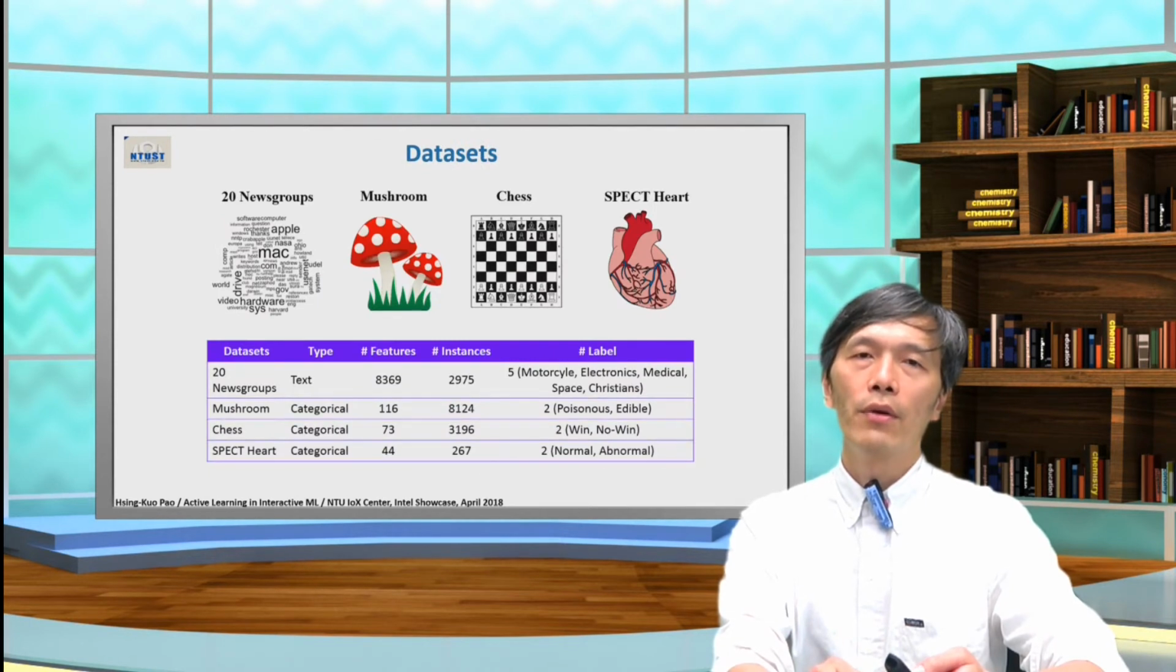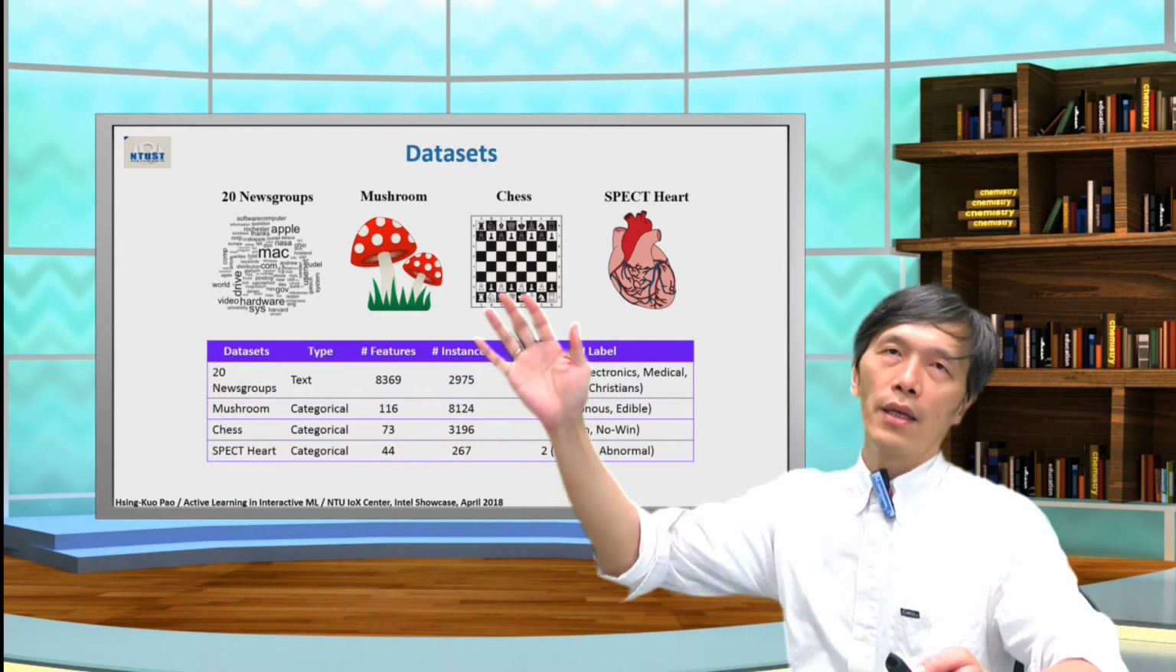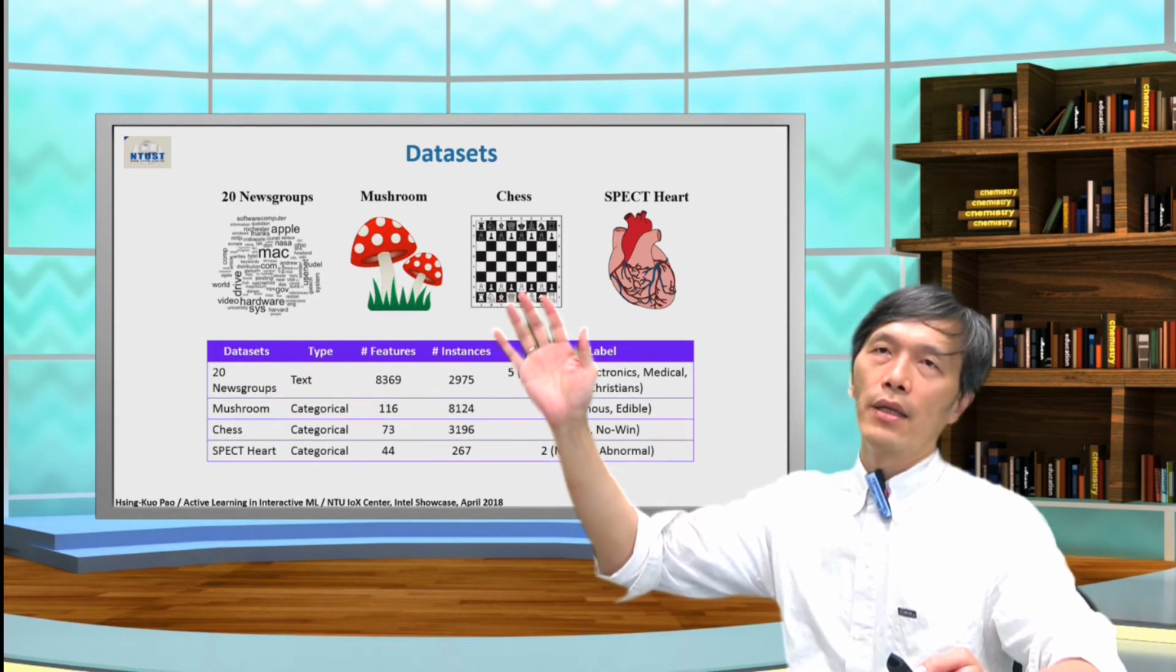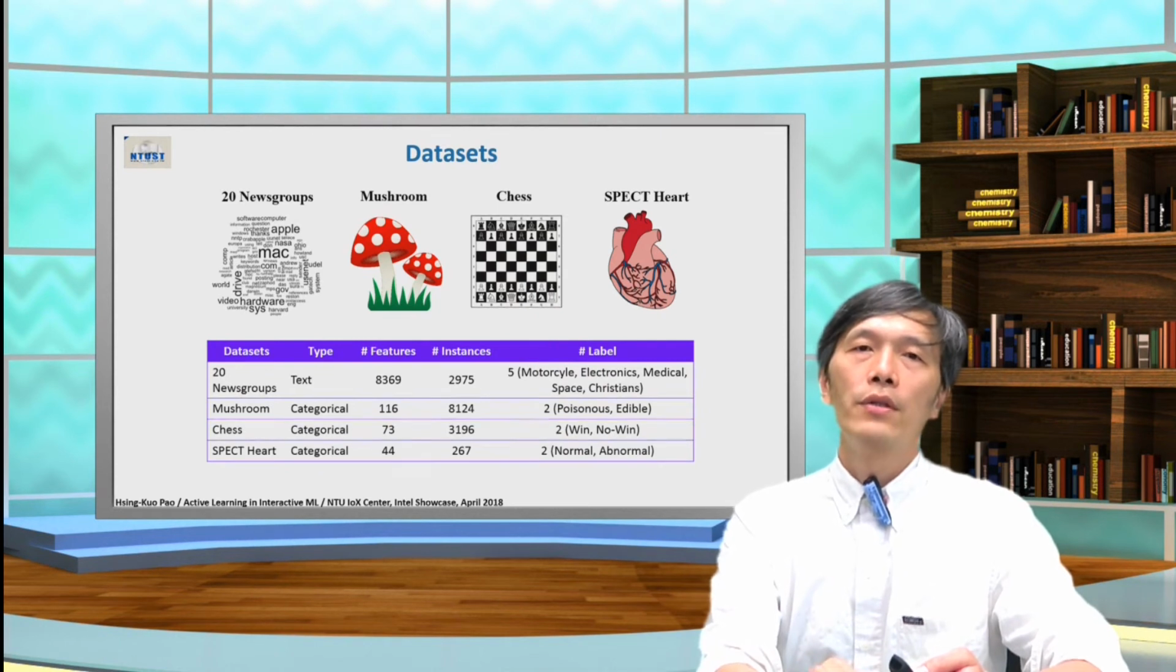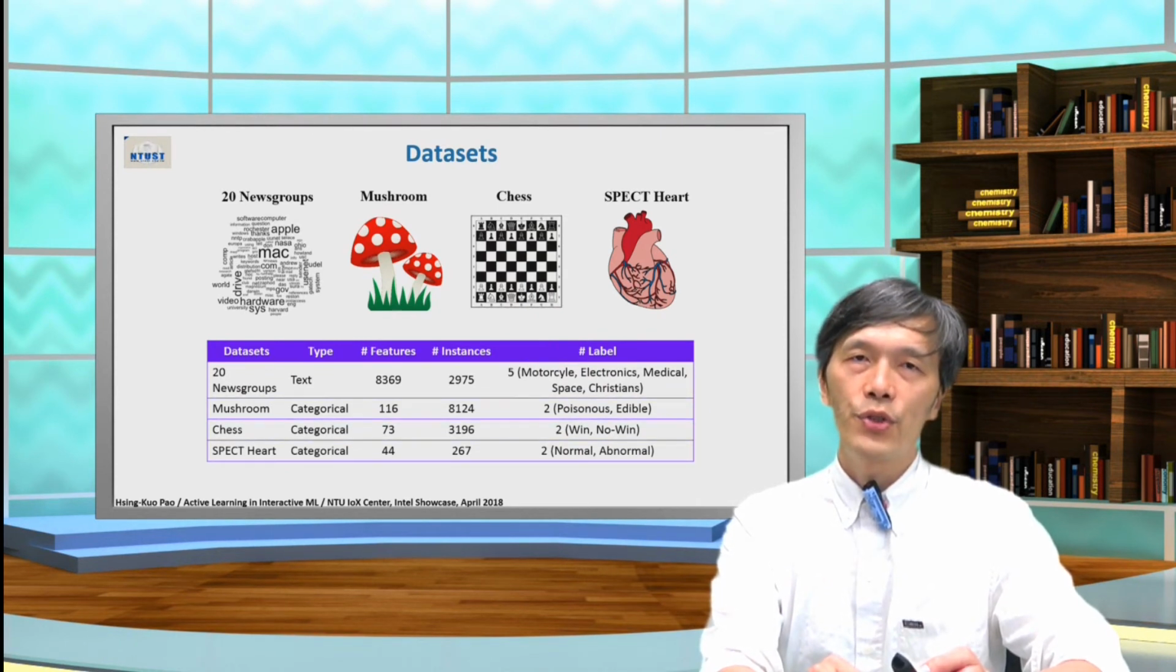So we have worked on the non-text data, and from the UCI data sets, we have collected the mushroom data set, the trace data set, and also the heart data set. They all have categorical features. Okay, so by having that, we can say the labeled feature will be informative to decide the final label.